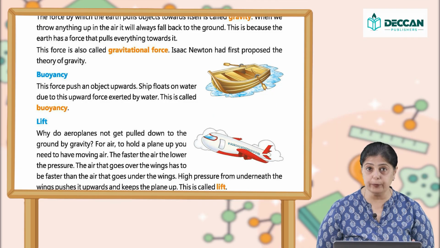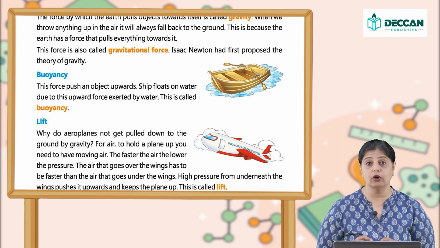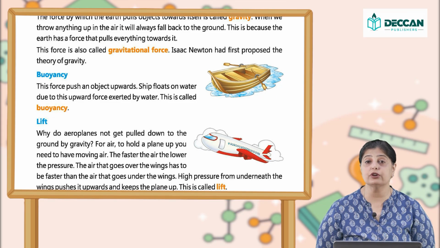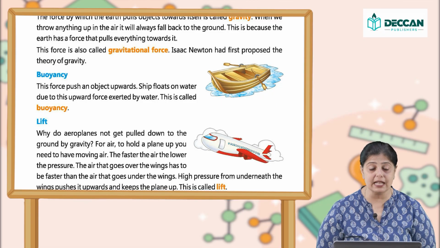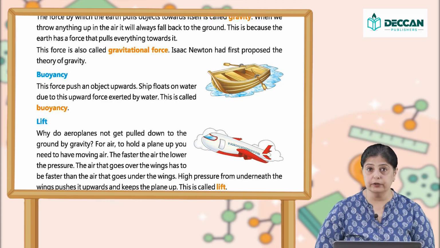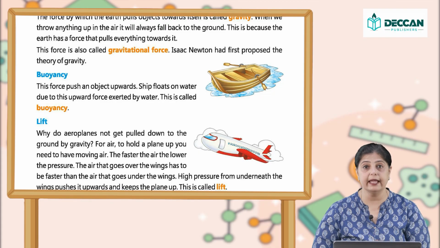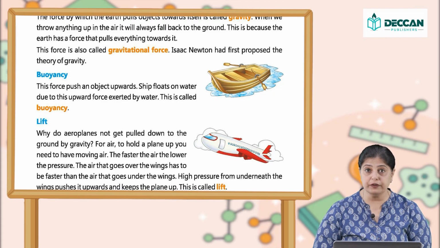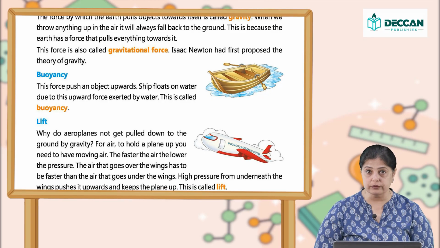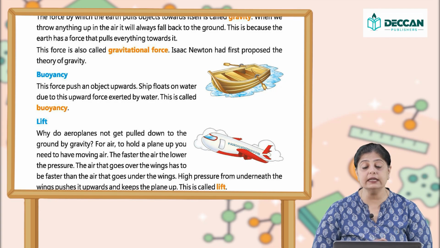However, when you look at the aeroplane in the sky, although there is a force known as the gravitational force, it does not get applied to the aeroplane. Now, why is that so? For air to hold a plane up, you need moving air, okay. So, for an object to fly, what do you require? You require moving air. The faster the air, the lower the pressure. The air that goes over the wings has to be faster than the air that goes under the wings.